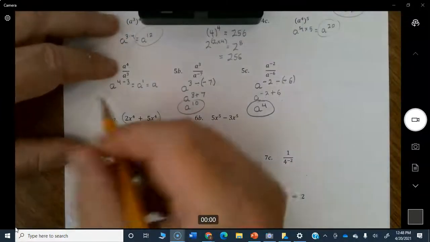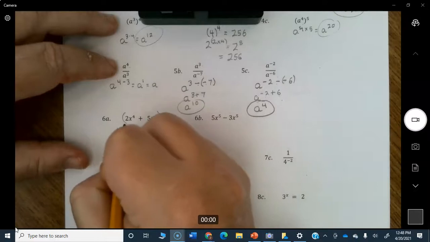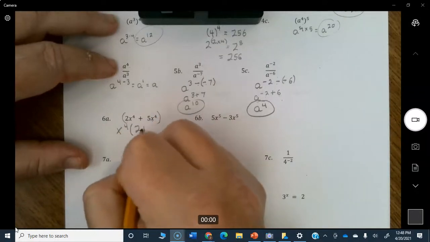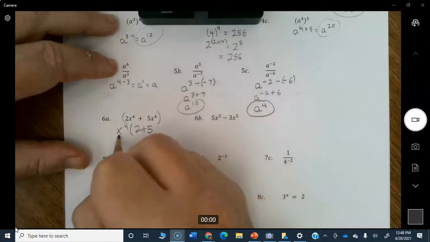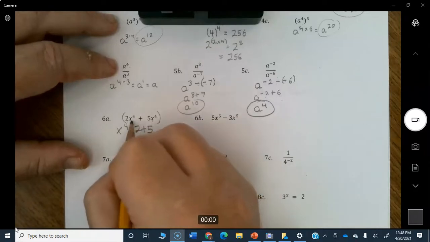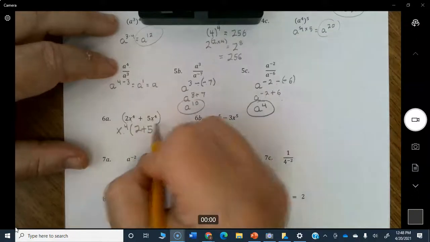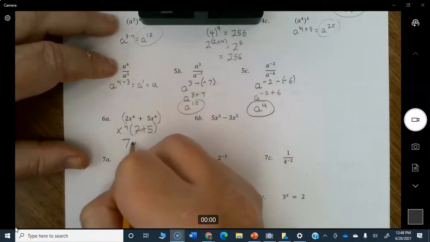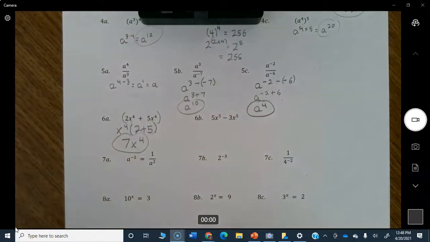All right. So we're going to pull out the x to the 4th, and what you leave behind is the 2 plus the 5 here. Again, if you multiply this, you get 2x to the 4th. If you multiply this, you get 5x to the 4th. So that's 7 right there. So your final answer is 7x to the 4th. You put the coefficient out in front like that.